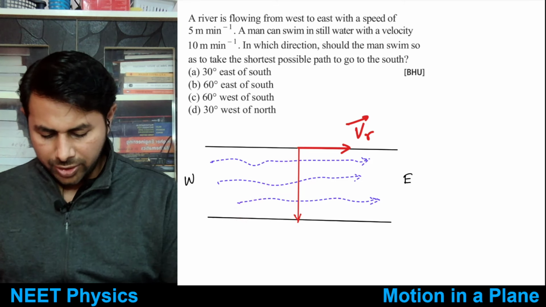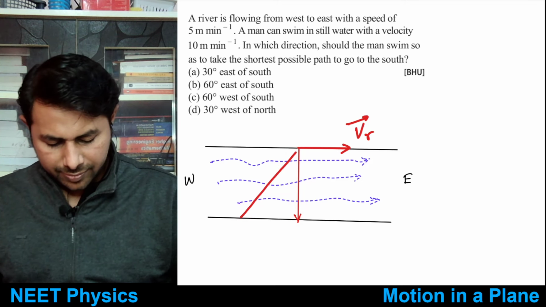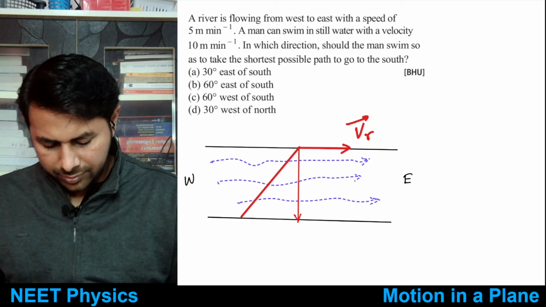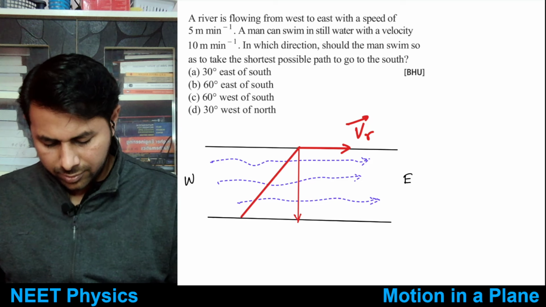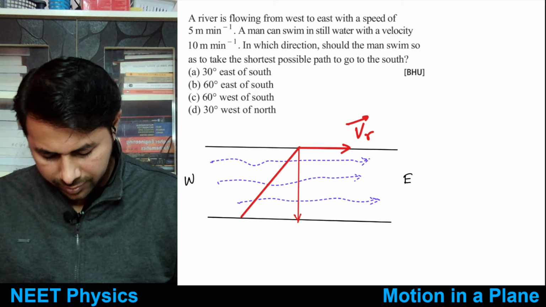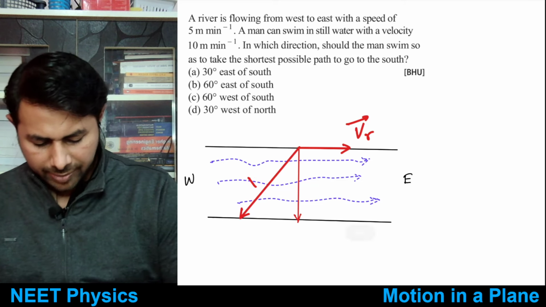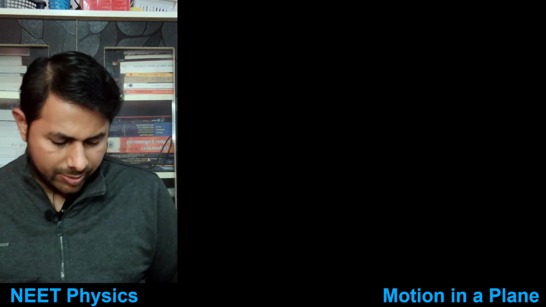Okay, so what should that angle be? So let's check. So this is 10, right? So this is 10, and this is the velocity of man. This must be the velocity of man in still water, and the velocity of the, oh, I'm sorry.